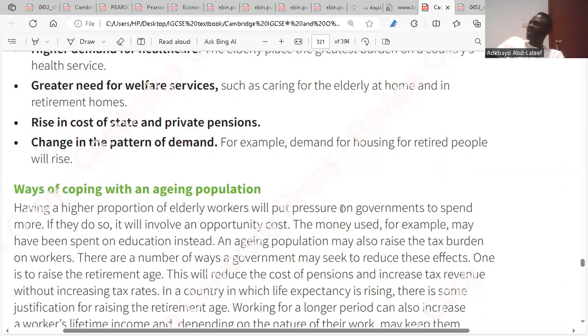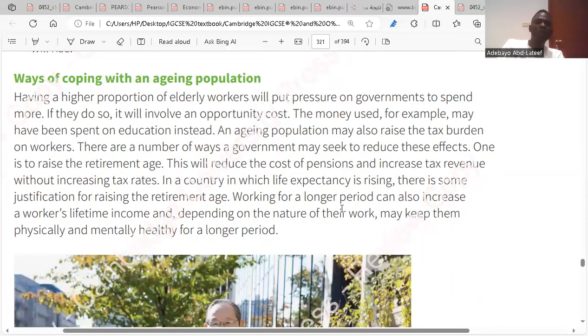So that means government allocation of resources will change. That is the point there. Is it clear? So how do we cope with an aging population? Having a higher proportion of elderly people will put pressure on government to spend more. If they do so, it will involve an opportunity cost. The money used, for example, may have been spent on education instead. An aging population may also raise the tax burden on workers. There are a number of ways the government may seek to reduce these effects.